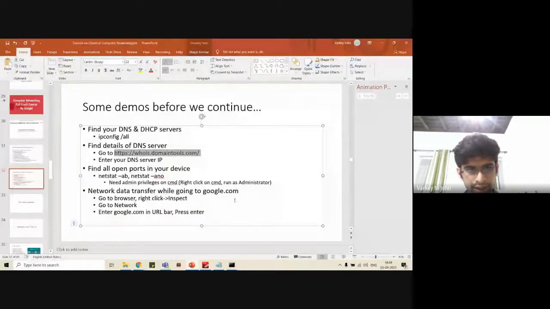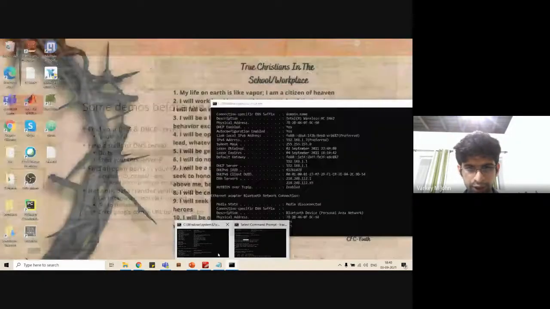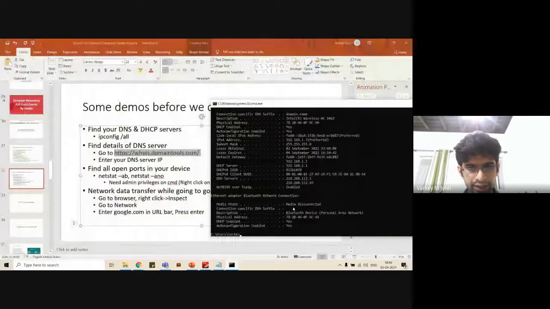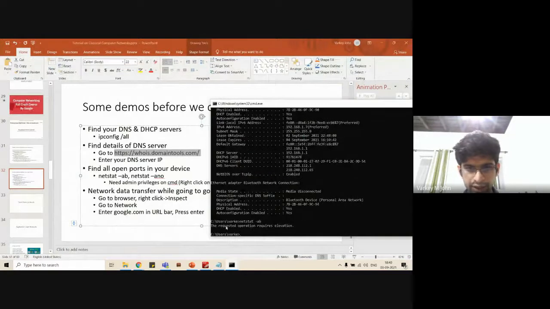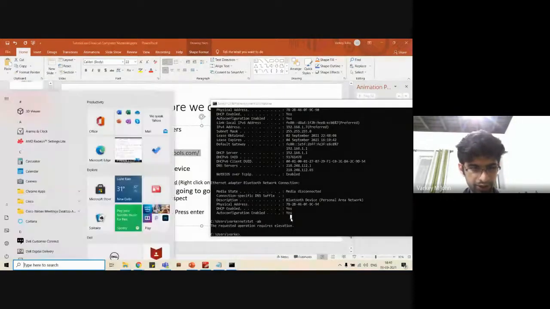Then next, what you can do is find the open ports in your device. The open ports are basically the services that you're running in your device. You can have websites and game servers. Your own device will be having many ports that are already open. So you can use netstat -ab in your CMD. Then it will say that it requires elevation, so you need administrator privileges to do this.